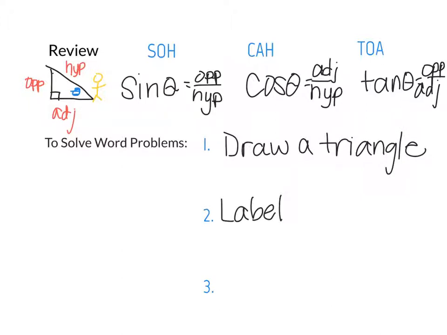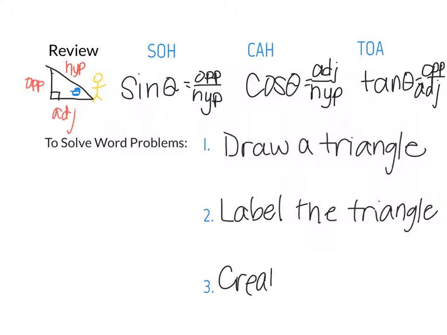So oftentimes information will be given to us about the problem, and it will help us to identify which trig ratio we're going to use, whether we're going to use sine, cosine, or tangent. So the next step would be to label the triangle using the information that was given. The third thing that we want to do is create and solve an equation. So I'm just going to write create and solve an equation, and that means we're going to set up our trig ratio. So let's look at what that looks like.